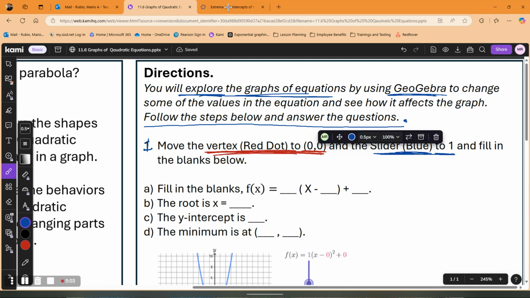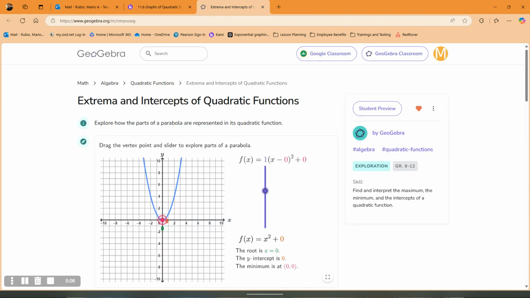And then put the blue slider at number 1. So let's go back to GeoGebra. So this is the slider. See how these little numbers are changing? As I go up, it goes to 5, 4, 3, 2, 1. You're going to put it at 1.